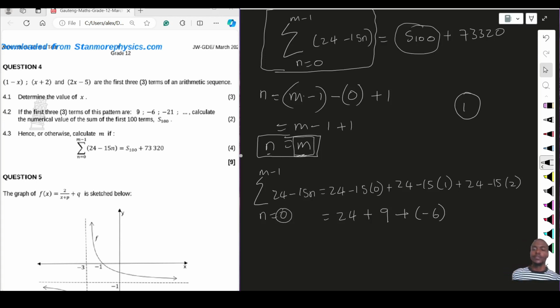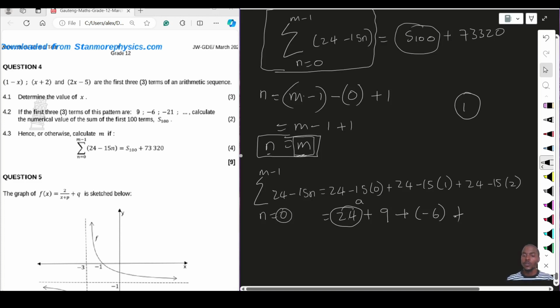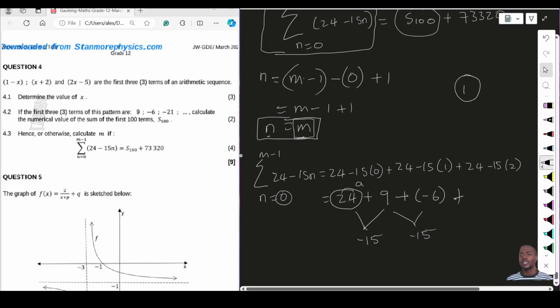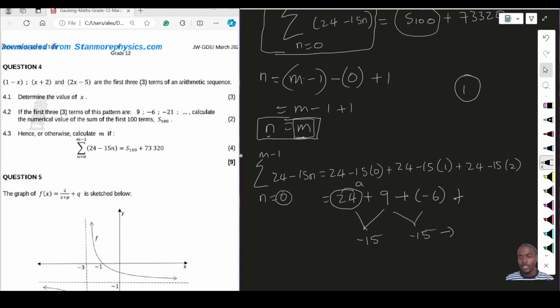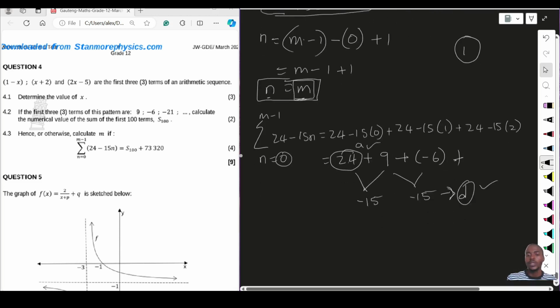So here we have the first three terms of this series. So we have a, which is 24. Now we are looking for d. For d, you take the difference. 9 minus 24, it's what? It's minus 15. Minus 6 minus 9 should give you minus 15 again. So what does this tell you? It tells you that this is the difference. We are not talking about quadratic, but we're talking about an arithmetic series. So this is d. So we have a, we have d. So now we can solve this question.